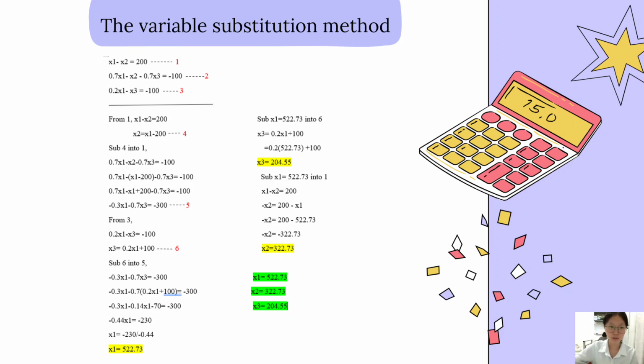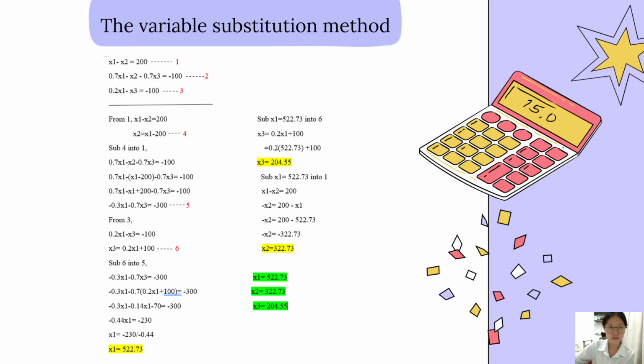Next we have to substitute the number 4 equation inside the first equation. So this one is the x2. We have to substitute it inside the x2 in the first equation, and we will get negative 0.3 x1 minus 0.7 x3 equals negative 300. And also we label it as number 5.